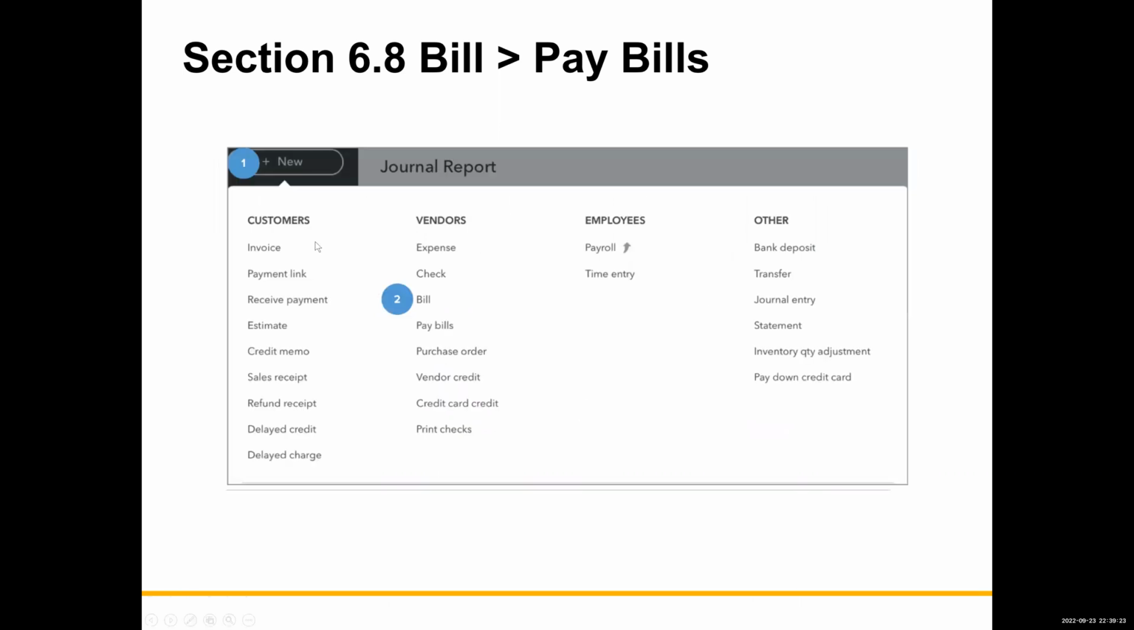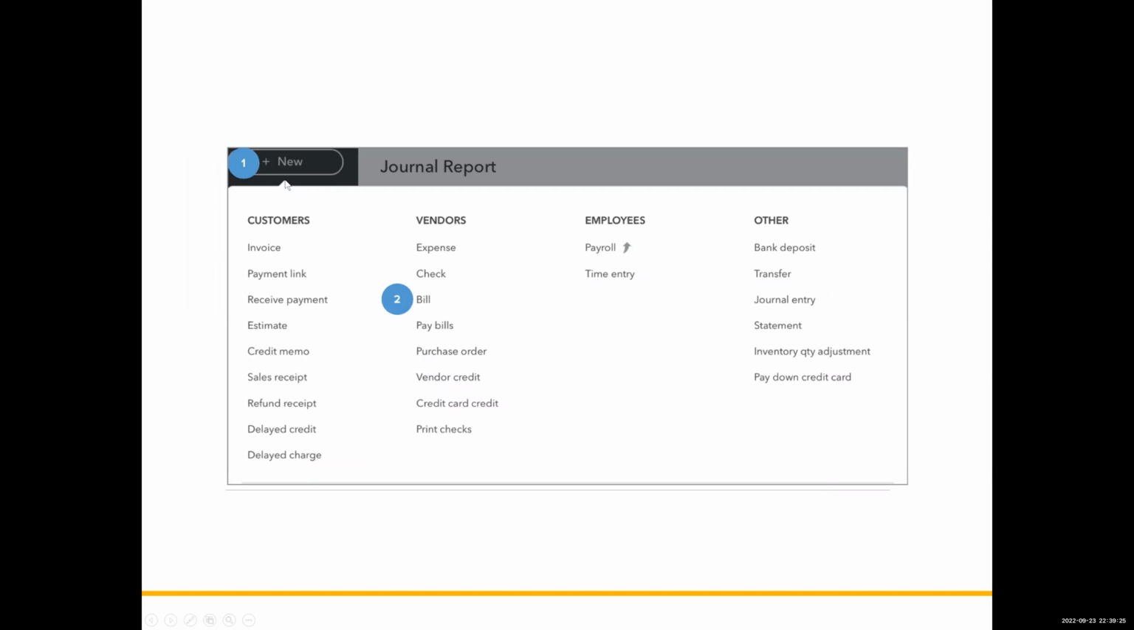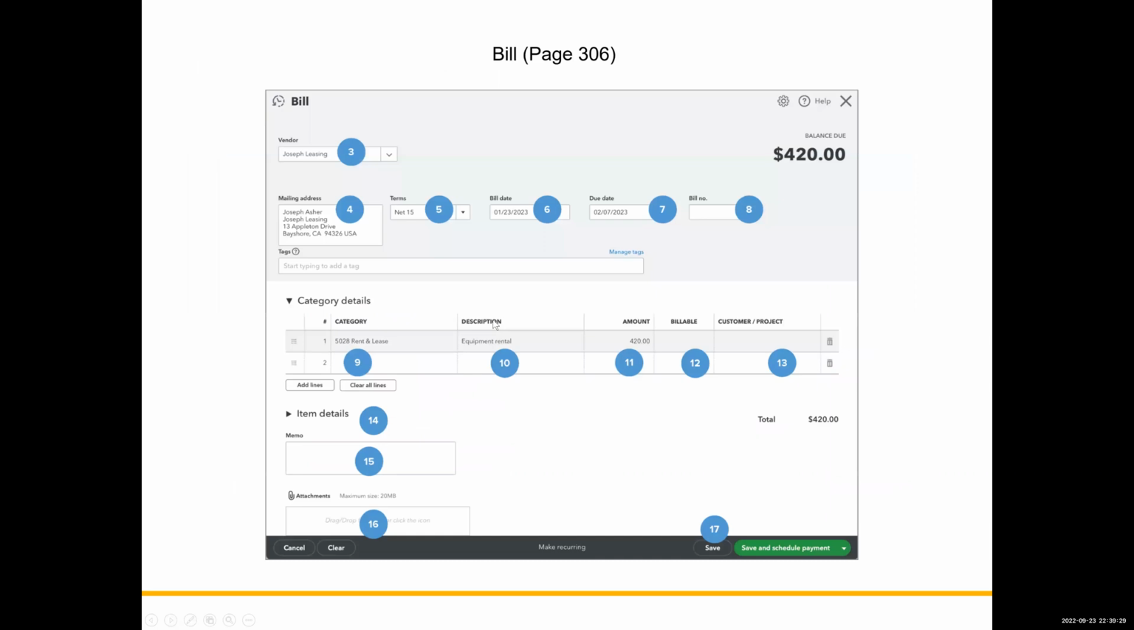So here we go. Hit new and then hit bill. And this is what it looks like. Let's pick our vendor. We're buying from Joseph Leasing. Now, this is a real good example of how information flows from the vendor list into your form. See, this mailing address would automatically pop up, and this net 15 days will pop up as well.